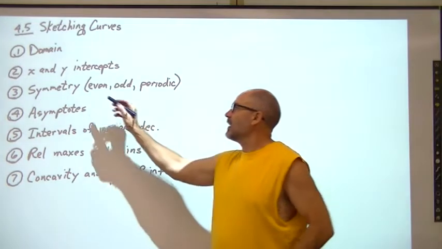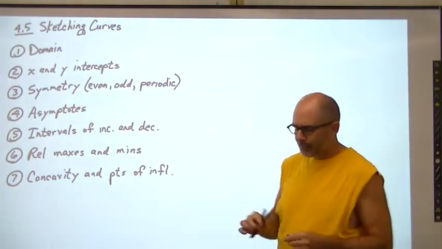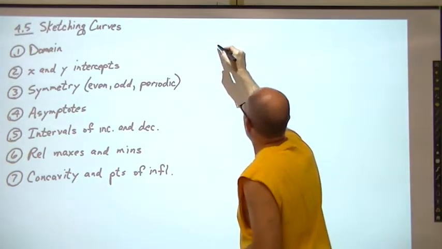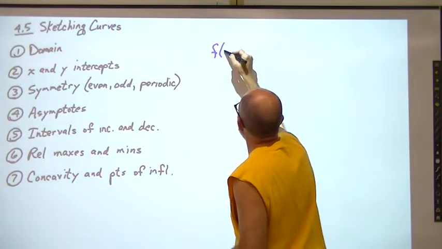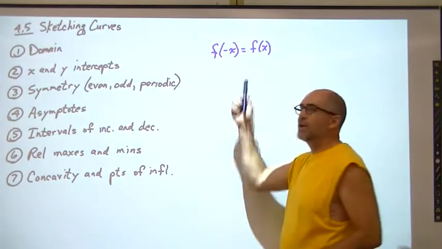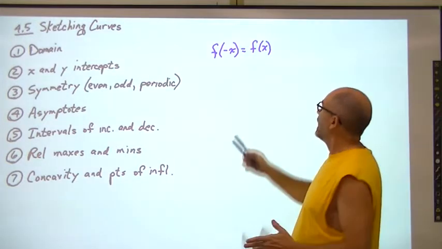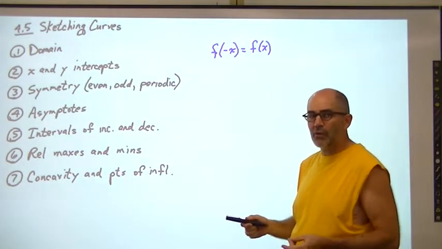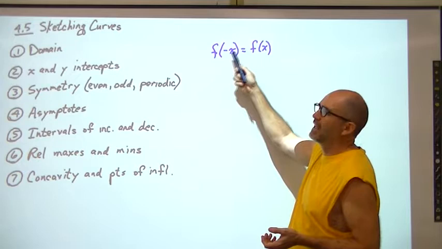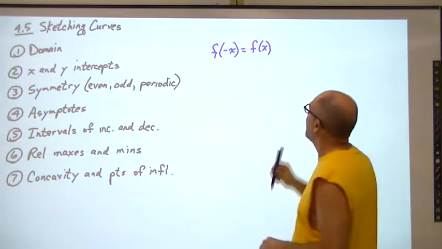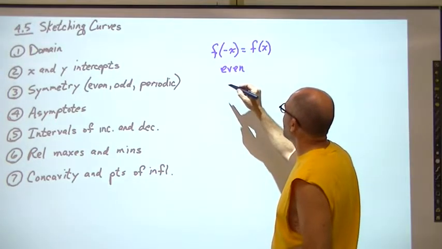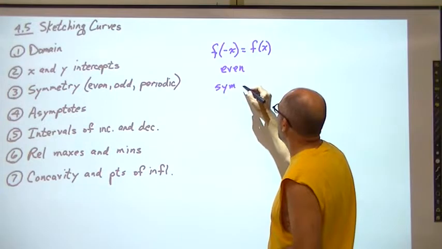Now, next thing we're interested in is symmetry. If we realize that f of negative x equals f of x, in other words, if I change the sign of the x and it does not change the sign of the y, then that means this is an even function. And if it's even, it means it's symmetrical about the y-axis.